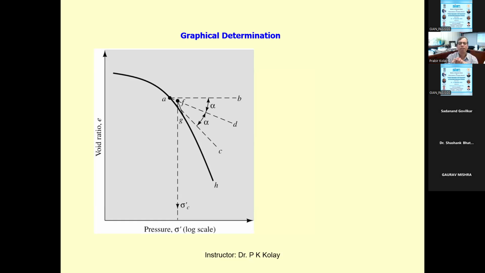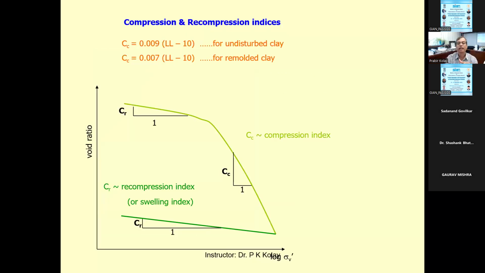This is the graph from which you can find the pre-consolidation pressure. From the e-log p graph, you draw a horizontal line at the point of maximum curvature, draw a tangent, and then divide the angle, and draw a tangent from the bottom part, and see what that pressure is. That is the pre-consolidation pressure. That's why the soil has memory: you can find out the stress history, how much stress it experienced before. I'm not going to go into detail here.